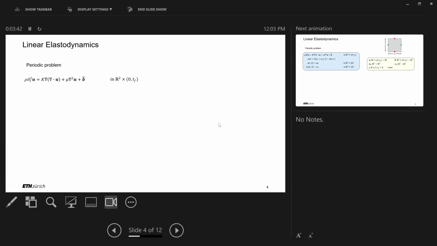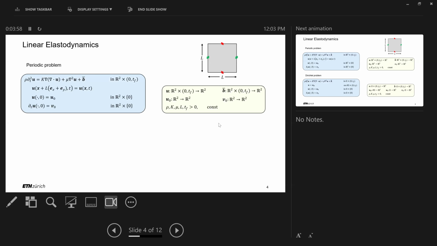And then we have B bar, which is some external source term. You can think of maybe a distributed load, for example, gravity or a magnetic field or something else. And here we limit ourselves to the case in 2D. And for the periodic problem, we assume that our solution is periodic in space on a square domain, so that we only need to solve the problem on a cutout domain. Of course, we need initial conditions here for the displacement and the velocity also.